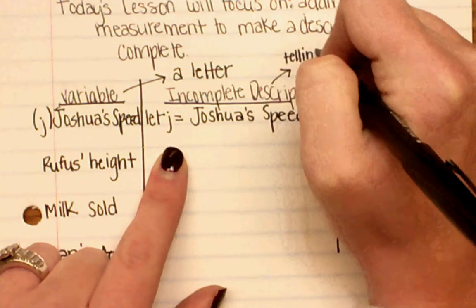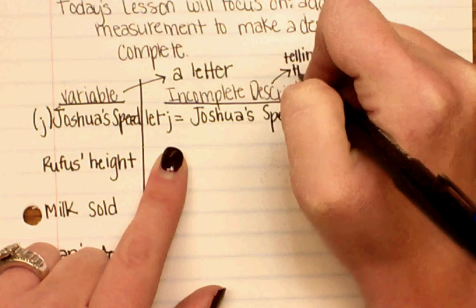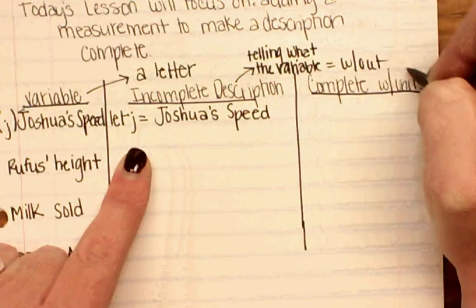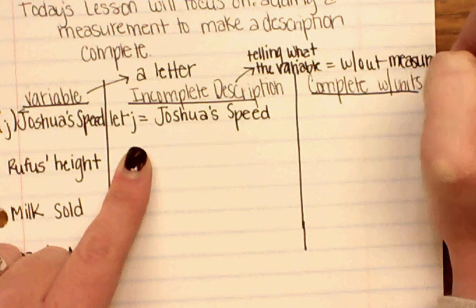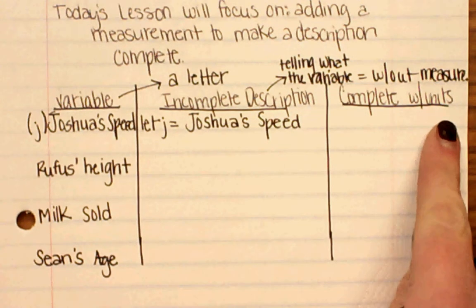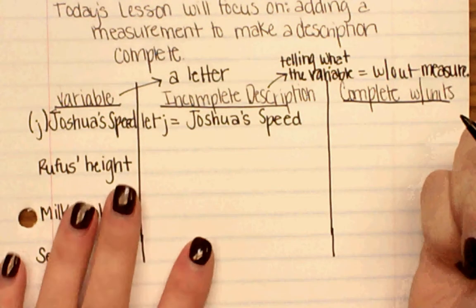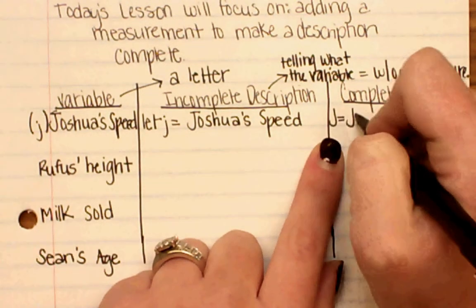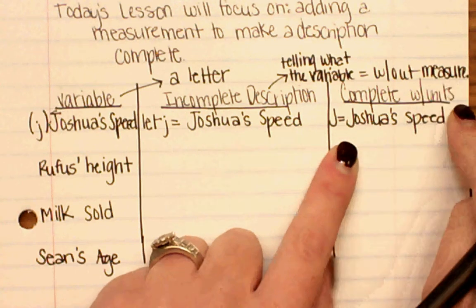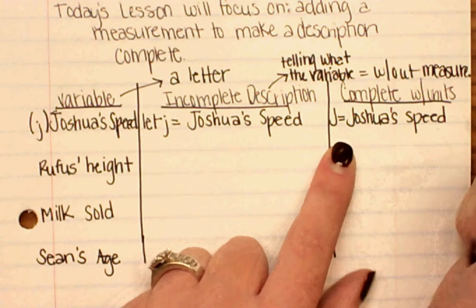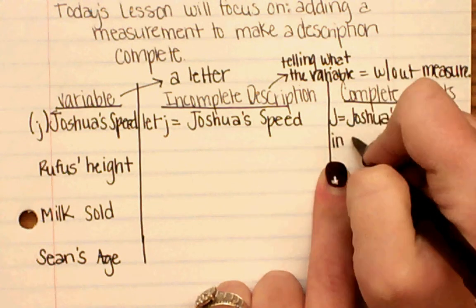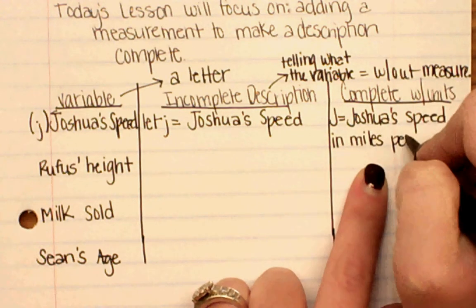So the incomplete description is basically telling what the variable is equal to without measurement. Now the complete means you have the unit or the measurement in there. So J would equal Joshua's speed, and I need to have a measurement in there. Speed is usually written as meters or kilometers per second, so I'm going to write J equals Joshua's speed in miles per second.